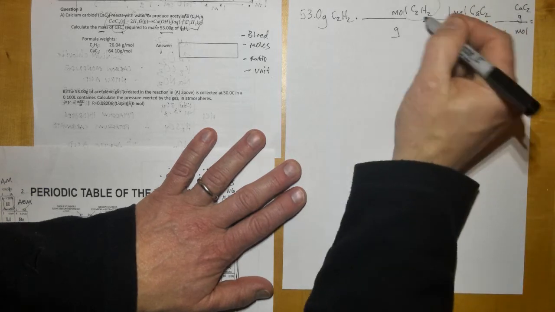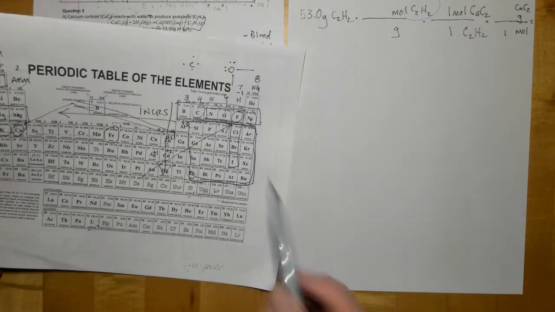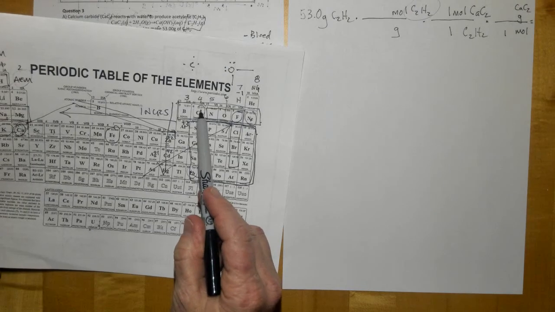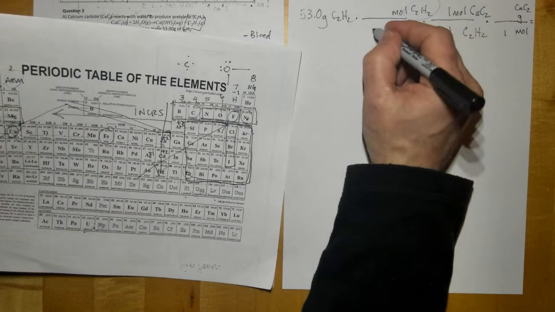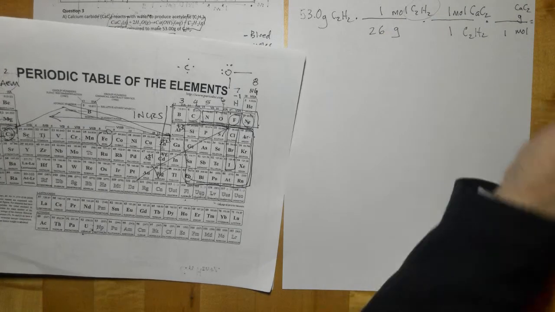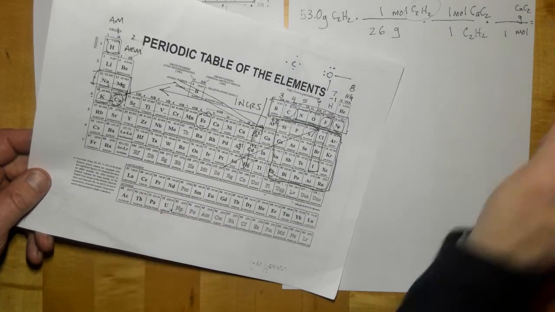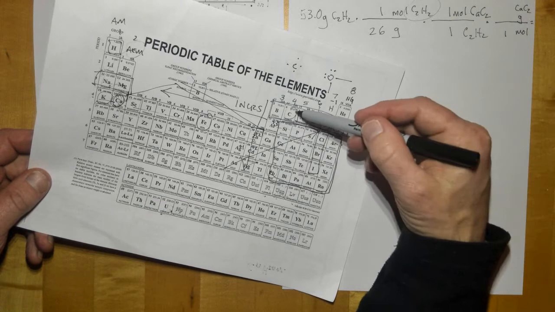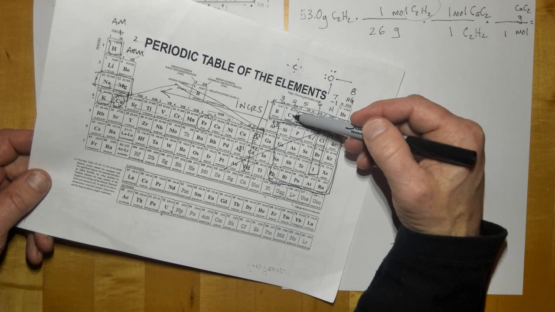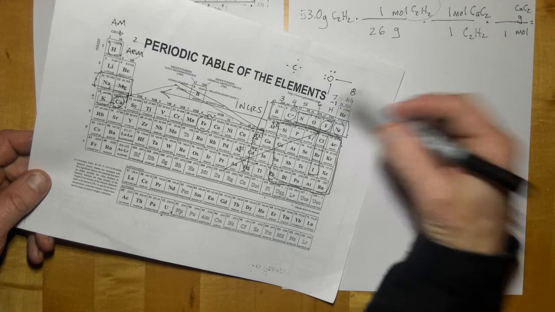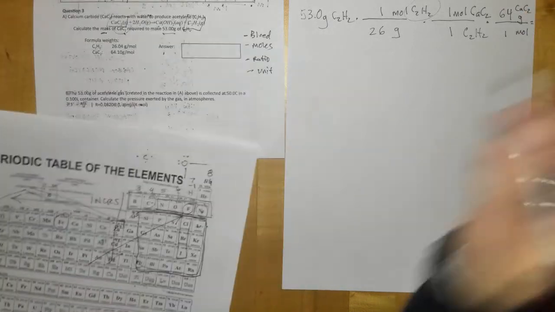So first we've got to add this up on the periodic table, so that's why I've got this here. Carbon, of course, is 12. 12 times 2 is 24, plus 2 more is 26, so 26 grams in a mole. And then up here, calcium is 40, and then add 40 plus 2 carbons, so that's 24. So we've got 64 grams in a mole right there.